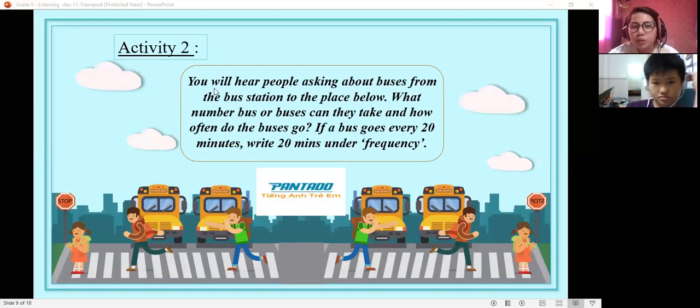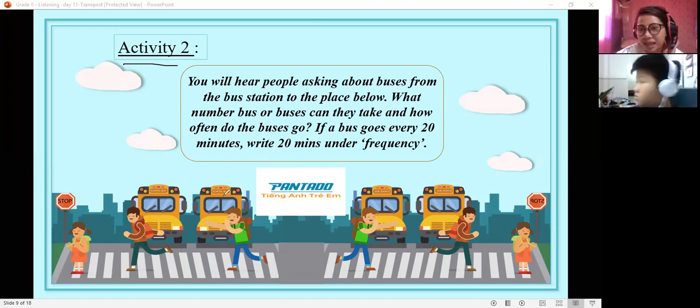So I'm going to read the instructions. You will hear people asking about buses from the bus station to the place below. What number bus or buses can they take and how often do the buses go? If a bus goes every 20 minutes, write 20 minutes under frequency. Okay, Dong, I will repeat the instruction of activity 2. You will hear people asking about buses from the bus station to the place below. What number bus or buses can they take and how often do the buses go? If a bus goes every 20 minutes, write 20 minutes under frequency.